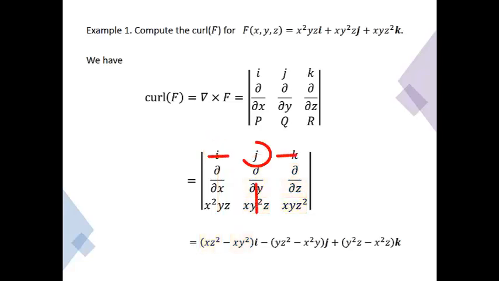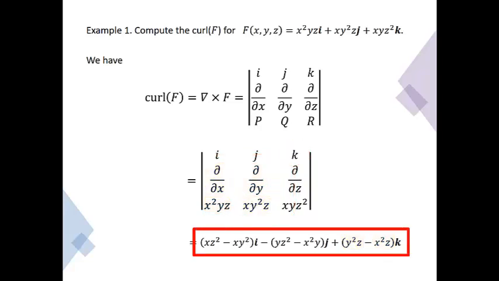Then we have a minus for the j component, the partial derivative with respect to x of xyz squared, which is yz squared, minus the partial derivative with respect to z of x squared yz, which is x squared y. Finally, plus for our k component, the partial derivative with respect to x of xy squared z, which is y squared z, minus the partial derivative with respect to y of x squared yz, which is x squared z. And so this vector that you see here, this is the curl of F.